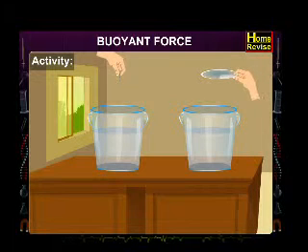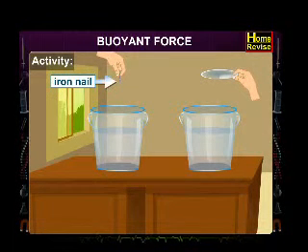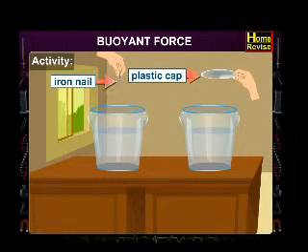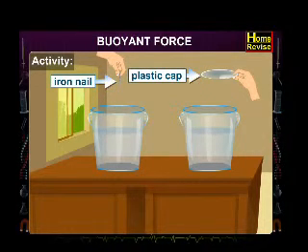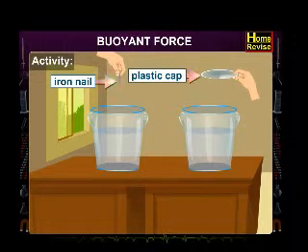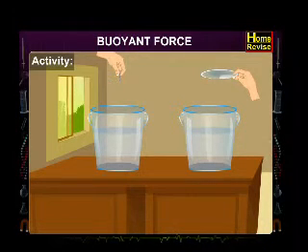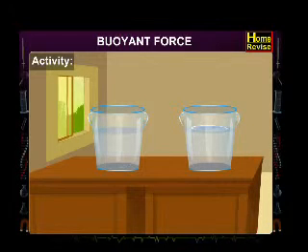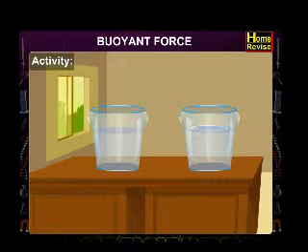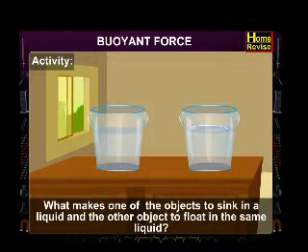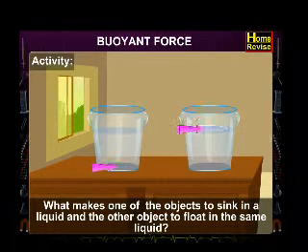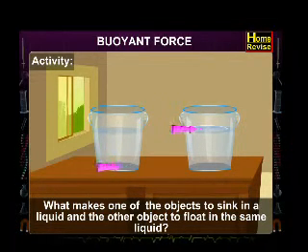Do this activity. Take an iron nail and the plastic cap of a bottle having nearly equal masses. Put them in water. What do you observe? What makes one of the objects sink in a liquid and the other object float in the same liquid?